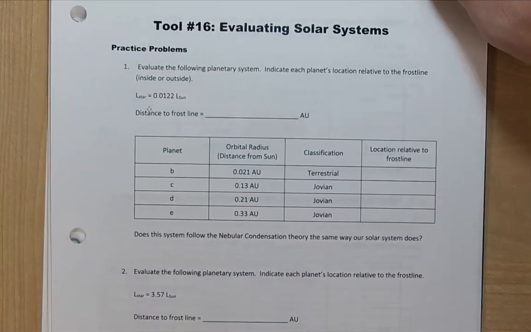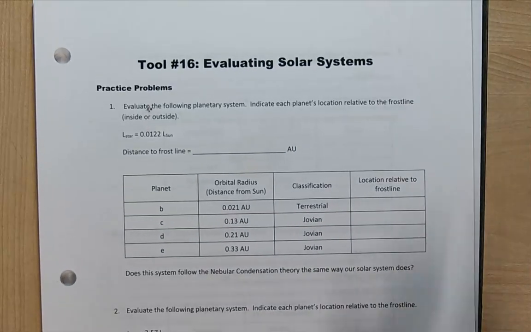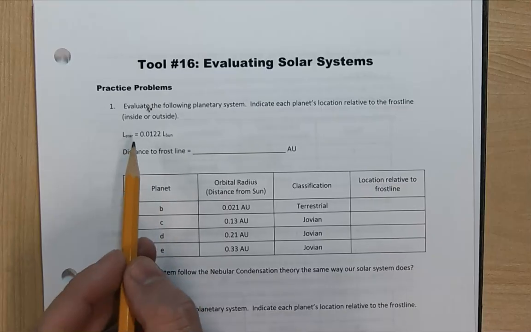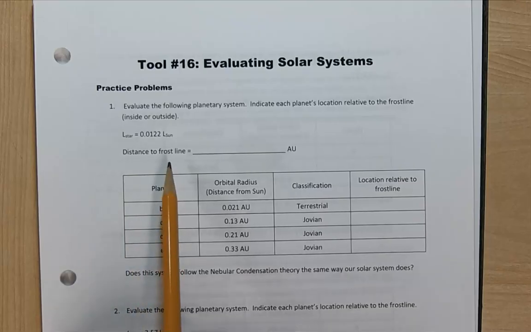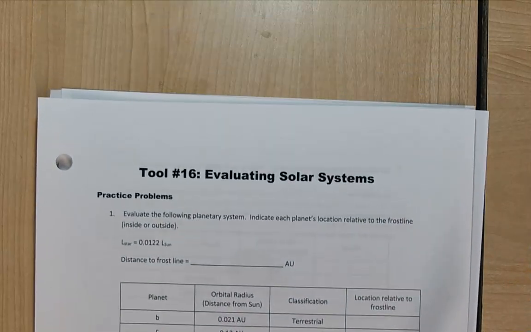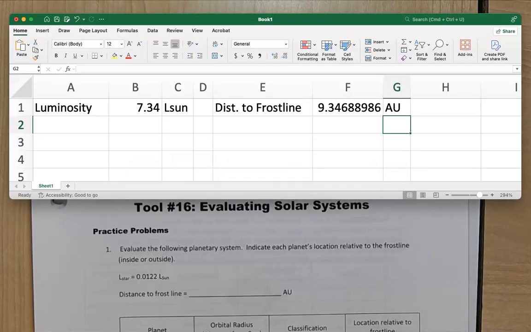What about this one? What about our first practice problem here? This is one of those fainter stars I was talking about, a much lower luminosity star than the sun, so you can be closer to it and still have ice freeze. What's the distance to the frost line for that one? Here, I'll move this down so I can look at it and the spreadsheet. All right, if it has a luminosity of 0.0122.